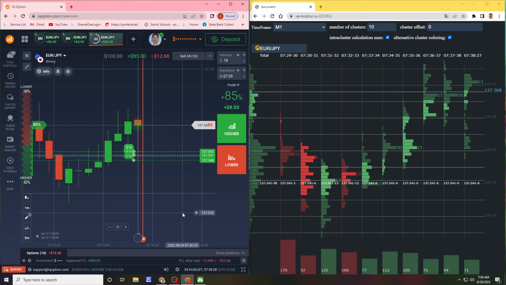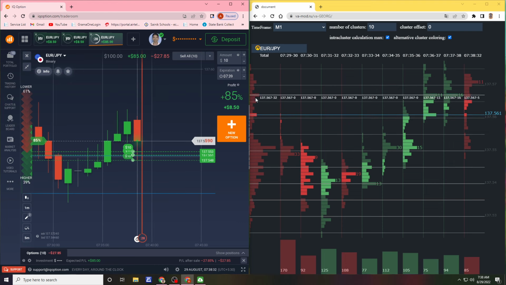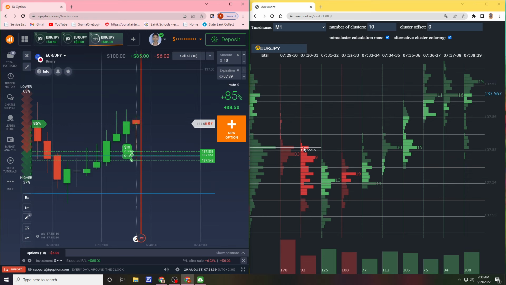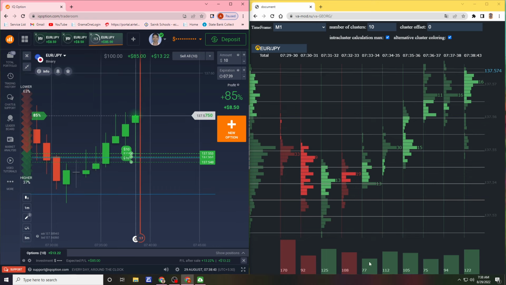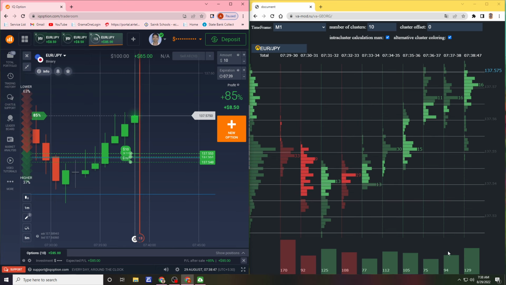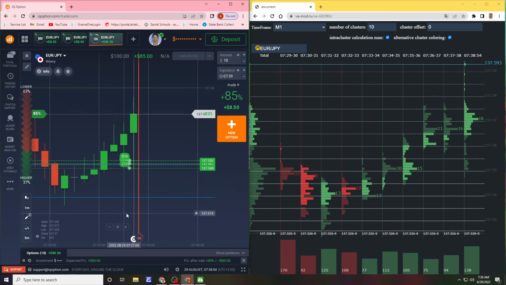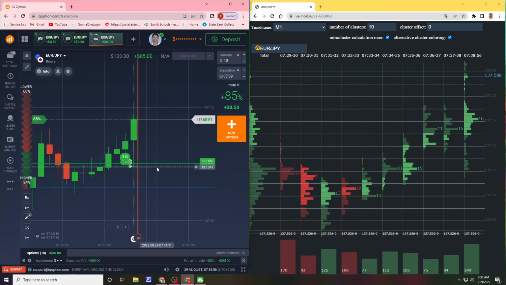You always have to watch where the POC is forming. That is very important. This POC was respected by this buyer's candle, because after the divergence there are no sellers or confirmation. There is suddenly a high volume coming from buyers. Okay, you can look here. This is a buy option.